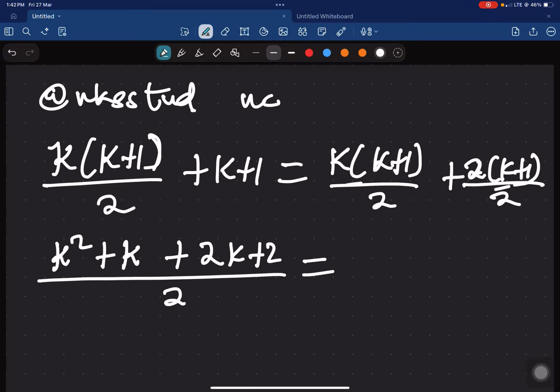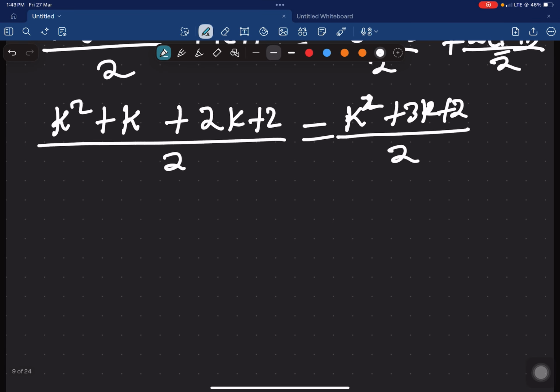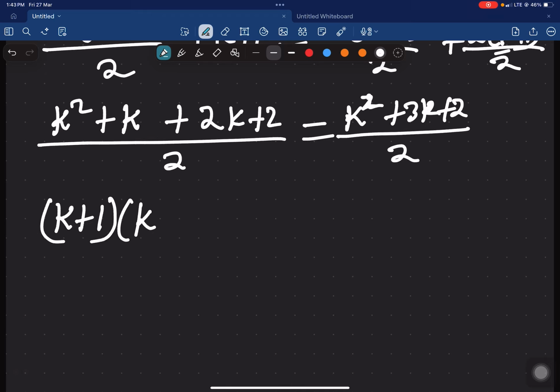Now let's try to simplify the numerator to give us K squared plus 3K plus 2 all over 2. Now the numerator is factorable, which is K squared plus 3K plus 2. When we factorize that, we are going to get K plus 1 multiplying K plus 2 over 2.